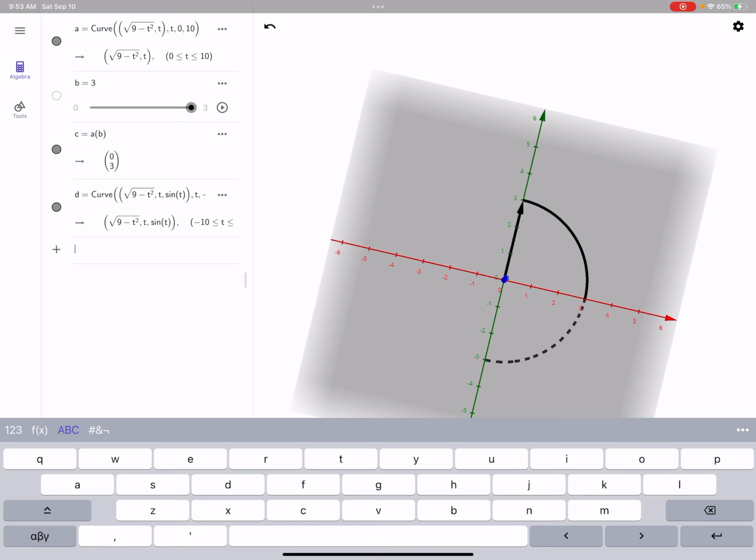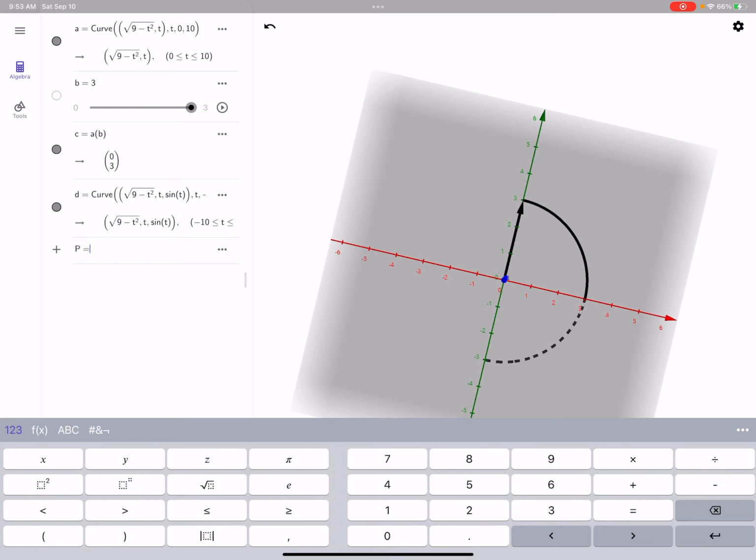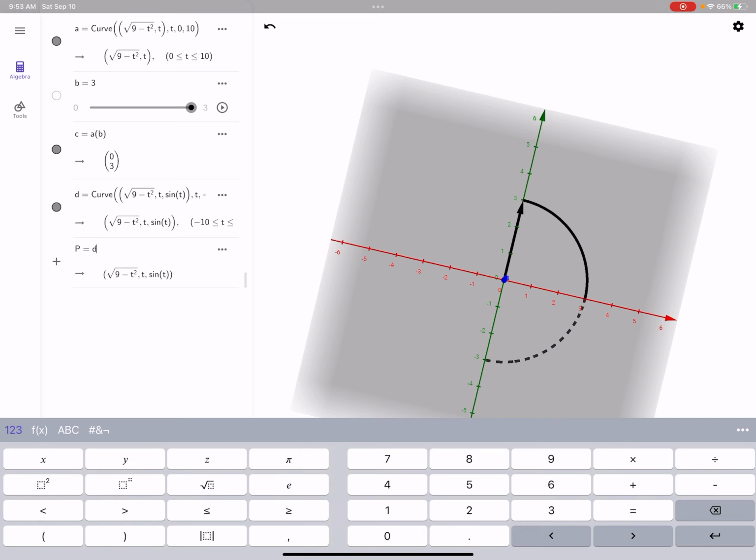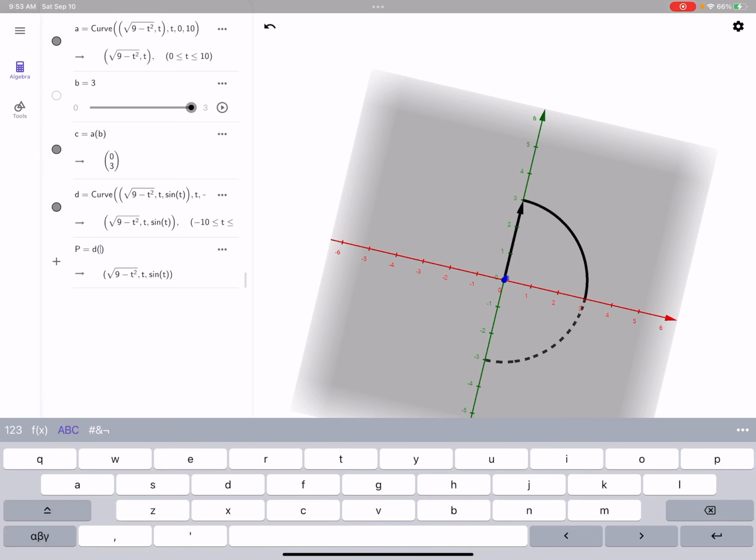We'll say capital P. So P is equal to the point, and we want it to be based on that curve. So our curve is A, so we're going to say P is A. Nope, D actually. You want to use that D curve. So D of B.